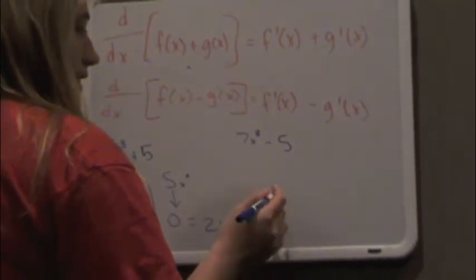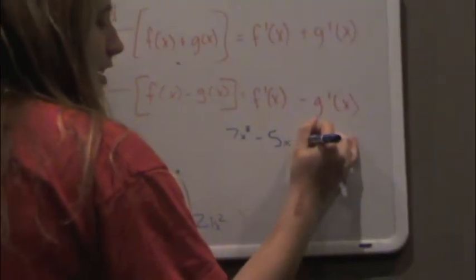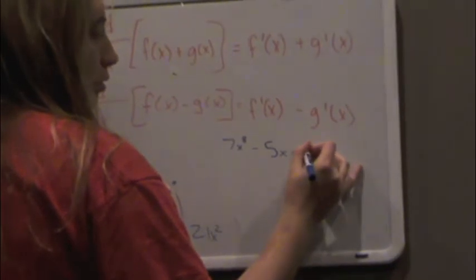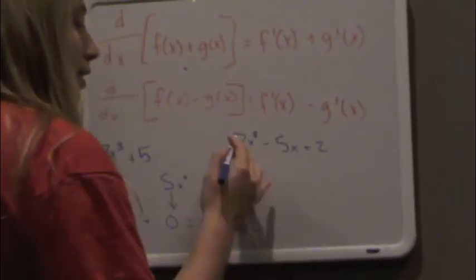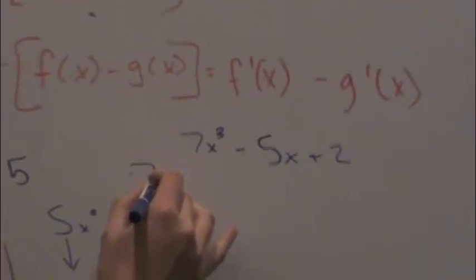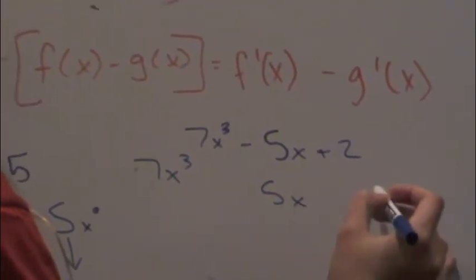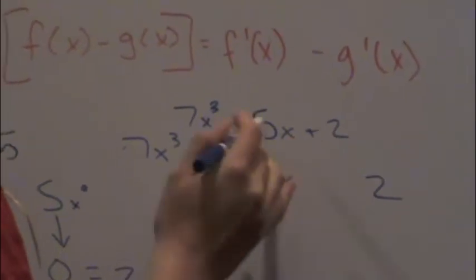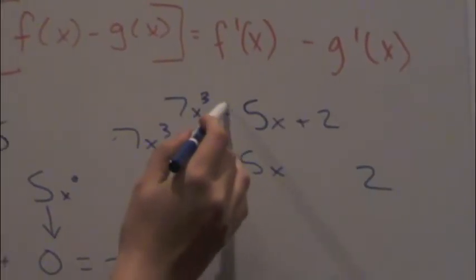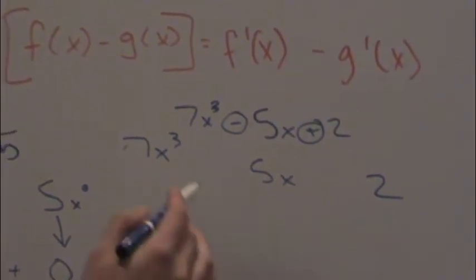Alright? But let's change it up a little. Let's do 5x plus 2. So right here, we're going to separate it out into 7x cubed, 5x, and 2. And you can combine these rules. See, like right here, I have a difference rule and a sum rule.